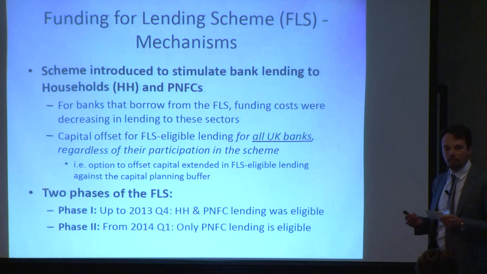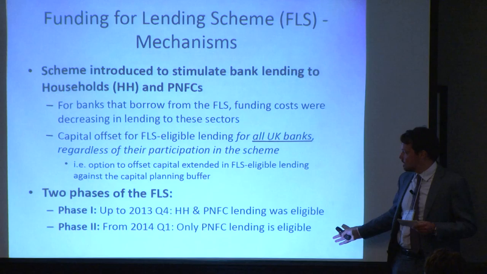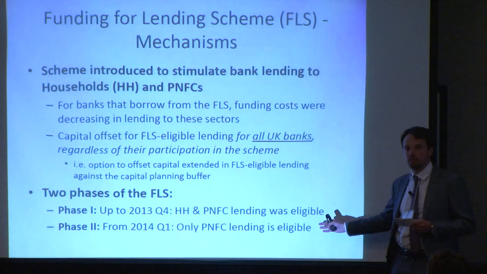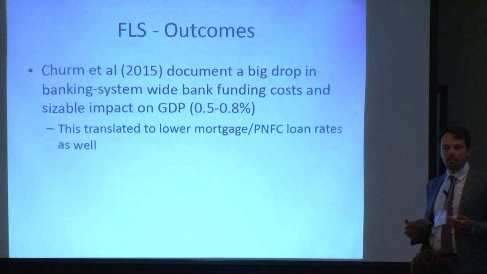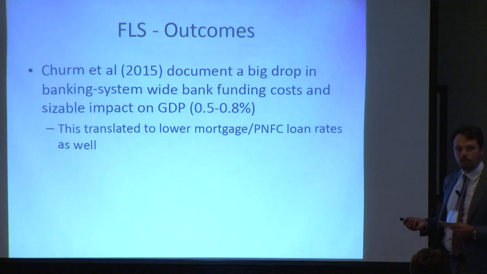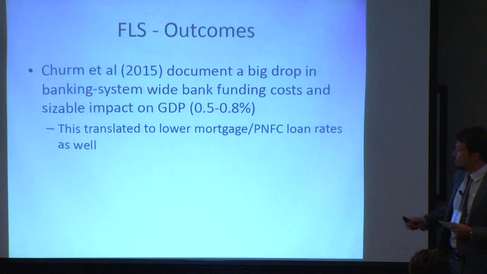The FLS was designed in two phases. Up to 2013 Q4, it focused on quite a broad set of lending, household and PNFC lending, and then in 2014 Q1, it was tweaked to focus only on PNFC lending. There of course has been some work on the domestic effect of the FLS. A paper by Churm and others at the Bank documents a big drop in system-wide bank funding costs and a sizable positive impact on GDP growth, and, also important for us, this drop in bank funding costs translated into lower mortgage and PNFC loan rates.